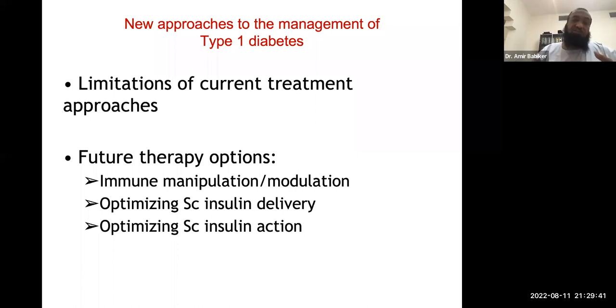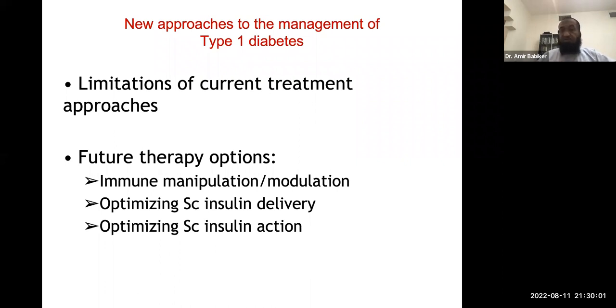Optimizing the way you deliver insulin. So this is through the pump, and also the sensors, taking the burden of injection and testing from the patients. Immune modulation, because at the honeymoon period or partial remission, if you work on the immunity and try to suppress it, this may suppress the destruction of beta cells, and this can help.